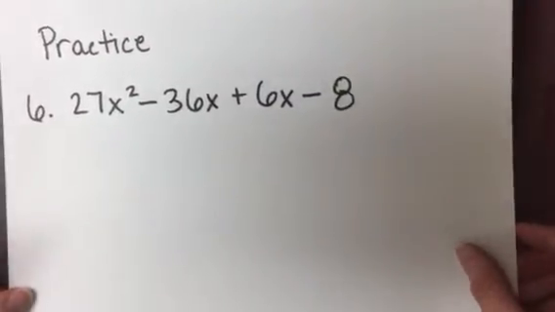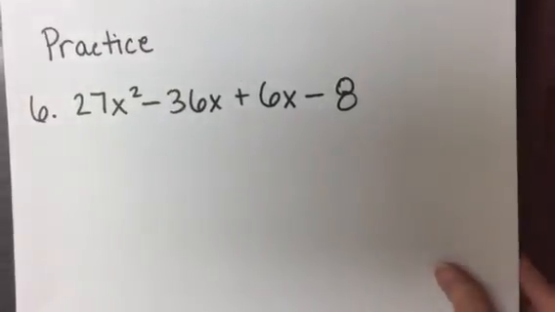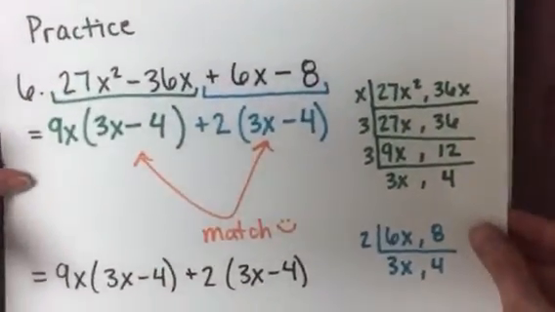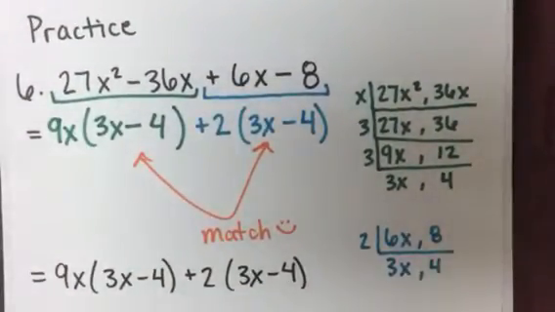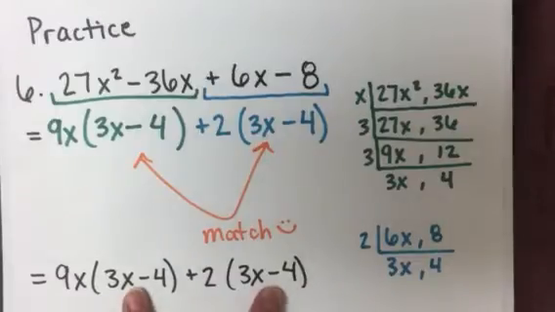Number 6. Practice this on your own by pressing pause to work it out. Check your work for number 6. The final answer is 9x times 3x minus 4 plus 2 times 3x minus 4. Those leftover parentheses once again match.